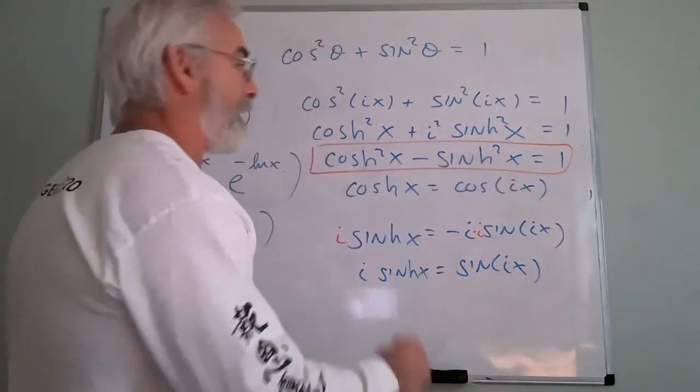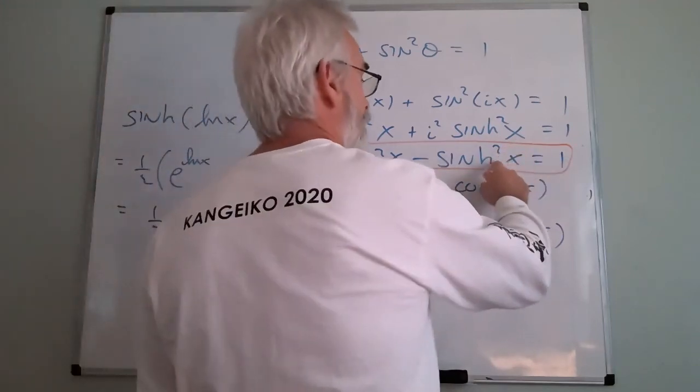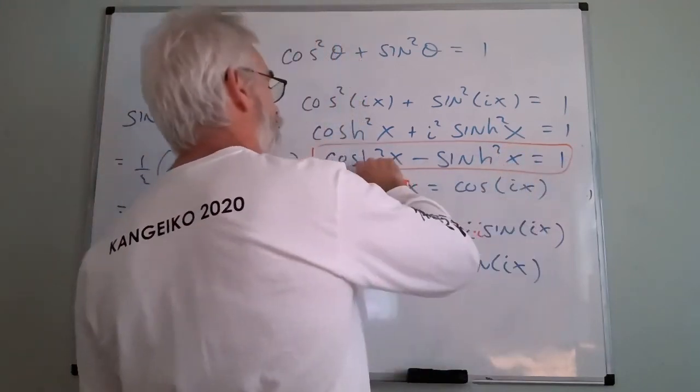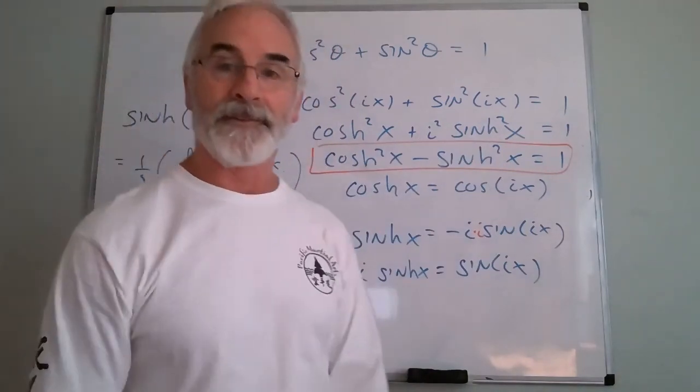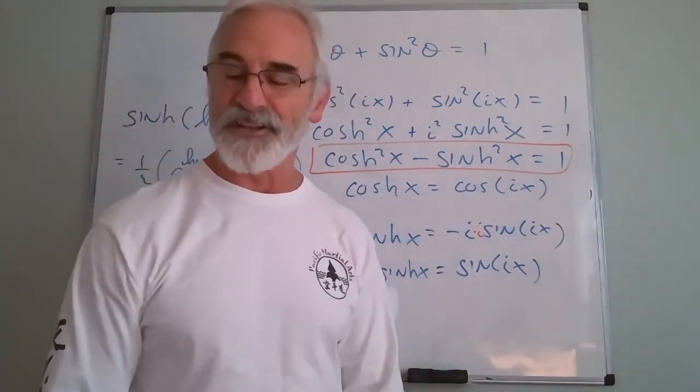So if you ever have, for example, 1 plus the hyperbolic sine squared or hyperbolic cosine squared minus 1, you can actually manipulate that and do stuff. It's, like I said, pretty cool stuff.